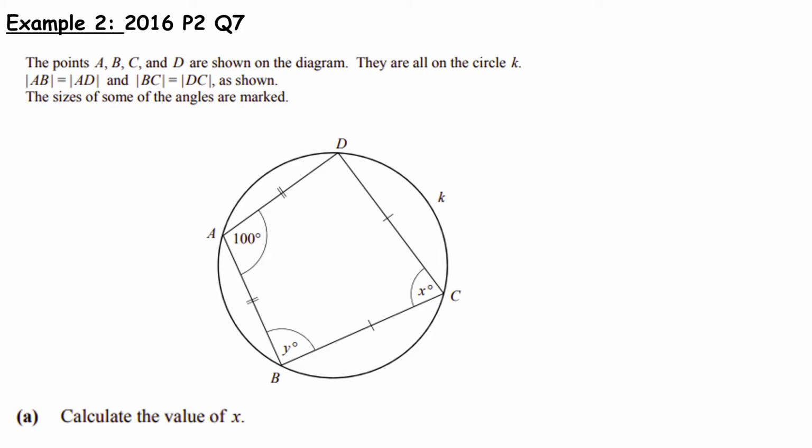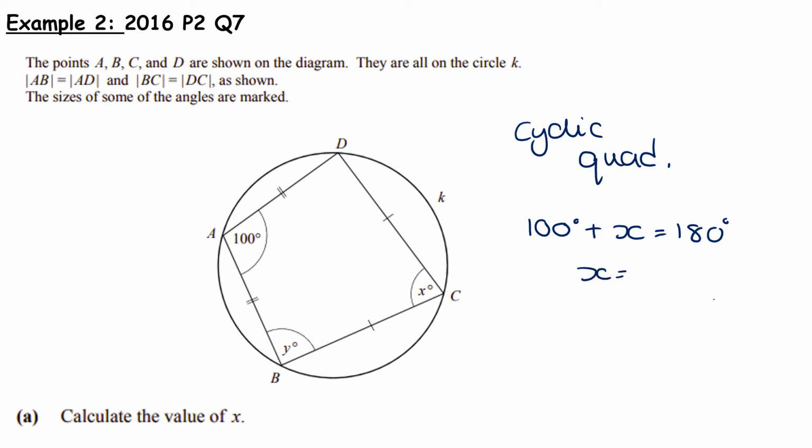So the first thing I would say is that we have a cyclic quadrilateral, which means opposite angles add to 180 degrees. So 100 degrees plus X should add to 180 degrees, which gives us X equal to 80 degrees. So nice and straightforward for the first part of that question.